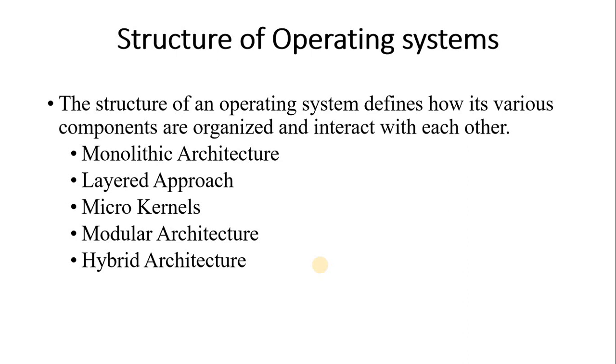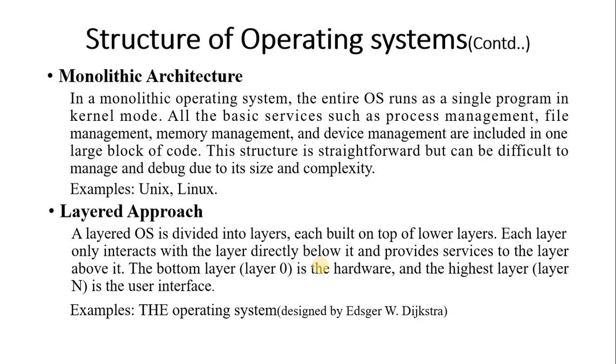So monolithic architecture. As the name itself says, mono means single. So in this kind of operating system, the entire operating system runs as a single program in the kernel mode. All the basic services such as process management, file management, memory management, device management, any kind of management mechanisms are included in one large block of code. This structure is straightforward but can be difficult to manage and debug due to its size and complexity. The examples of monolithic architecture are Unix and Linux operating systems.